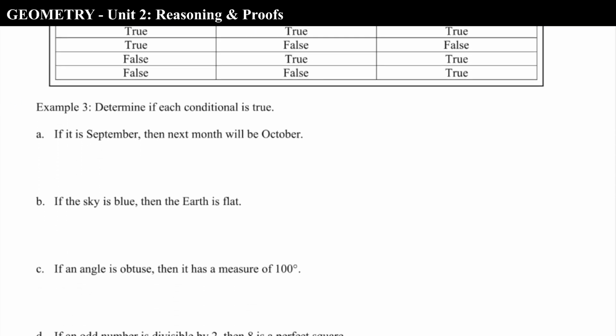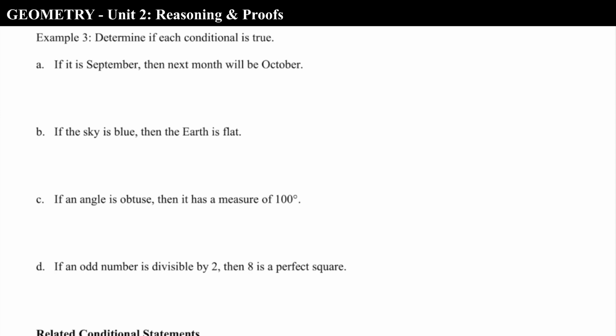So let's do some examples of these and see what we get. So for example 3, if it is September, then next month will be October. Well, it is September. We're assuming that it is September currently, so we're going to say it's true. And as it turns out, when we did this lesson, it was September. So this is true. Then next month will be October. Well, the month that follows September is indeed October, so that's true. So since the hypothesis is true and the conclusion is true, then the entire statement is true.